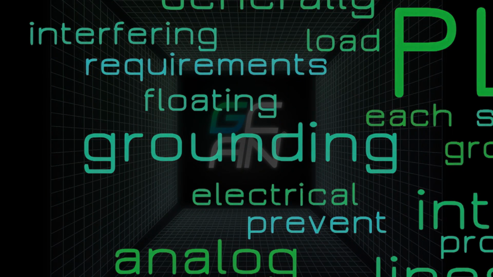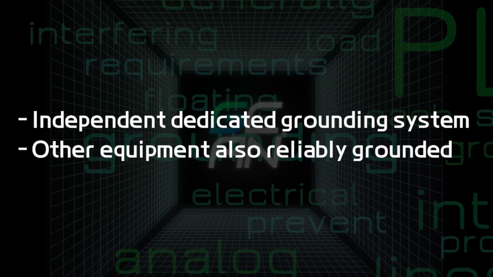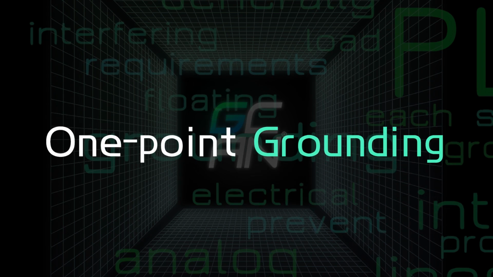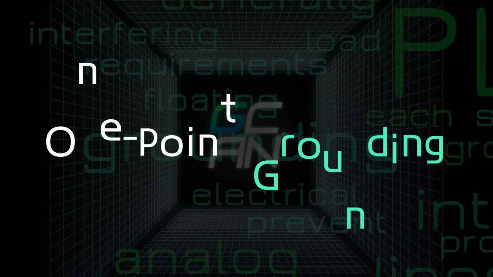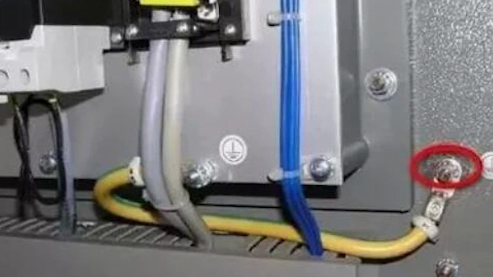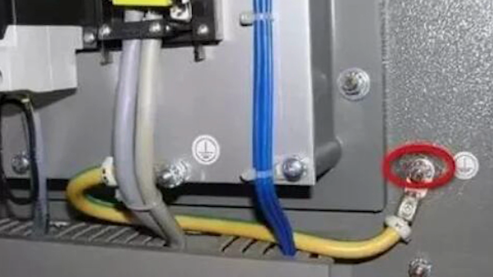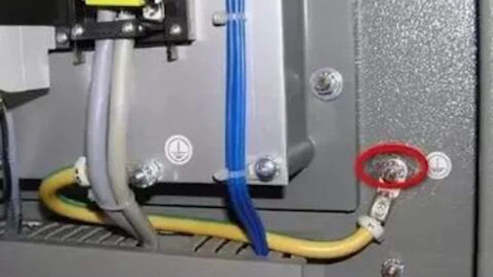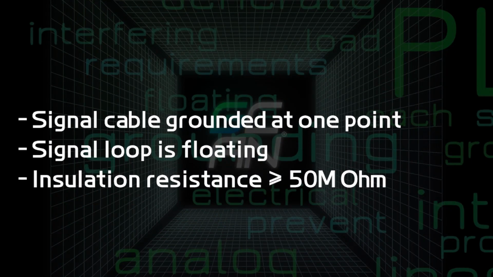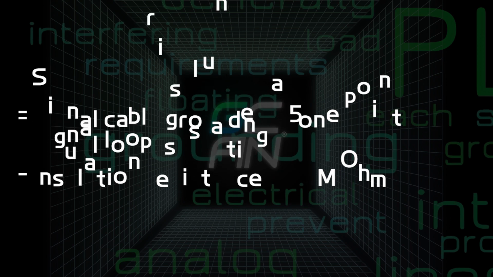It is best to have an independent dedicated grounding system, and it should also be noted that other equipment related to the PLC should also be reliably grounded. The PLC system generally uses a one-point grounding method in order to improve the anti-common-mode interference ability. The shielded floating ground technology can be used for analog signals, that is, the shielding layer of the signal cable is grounded at one point. The signal loop is floating, and the insulation resistance with the ground should not be less than 50 million ohms.